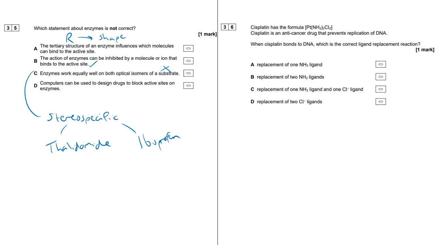And statement D, computers and as we go forward, artificial intelligence is used to design drugs to block active sites, so they can design molecules of very specific shapes. So D is a correct statement as well.